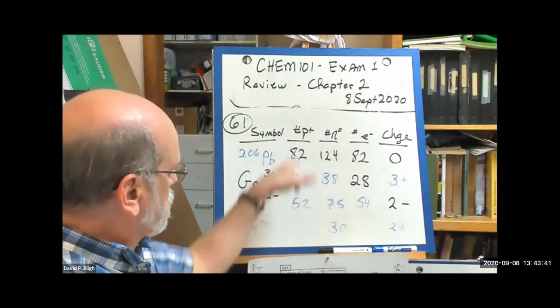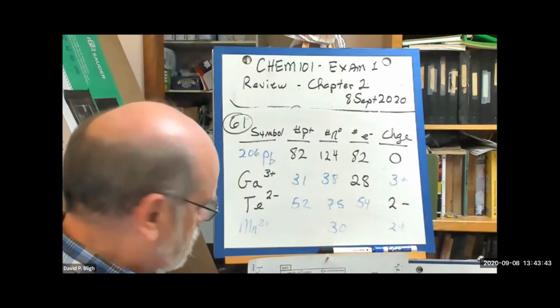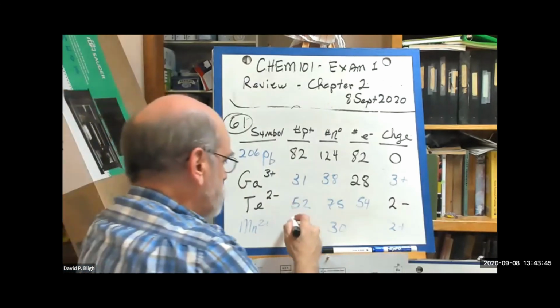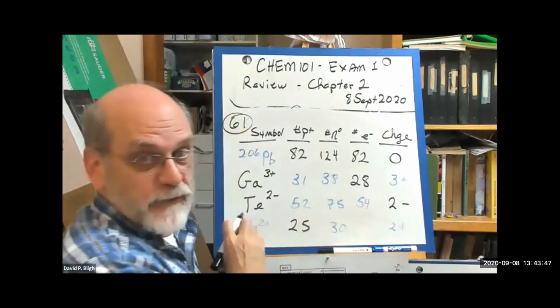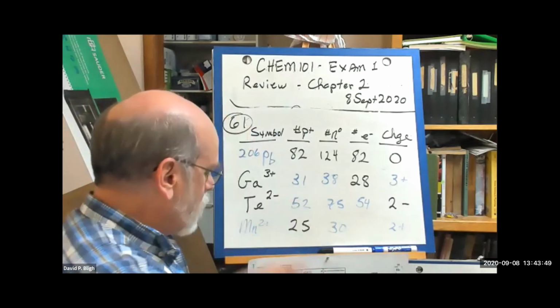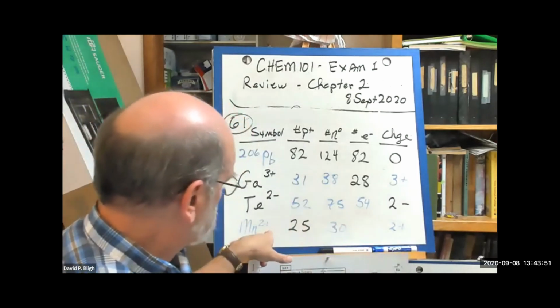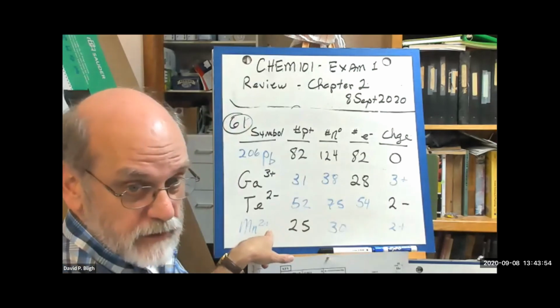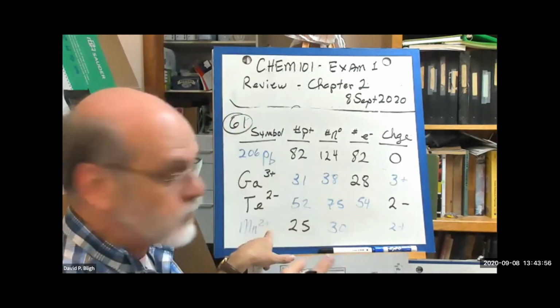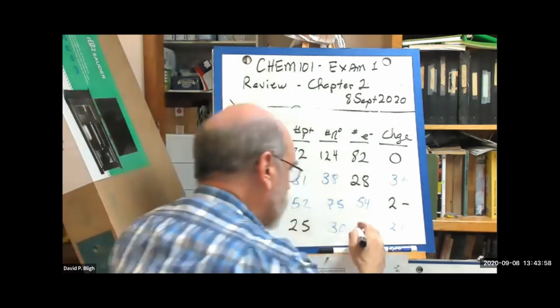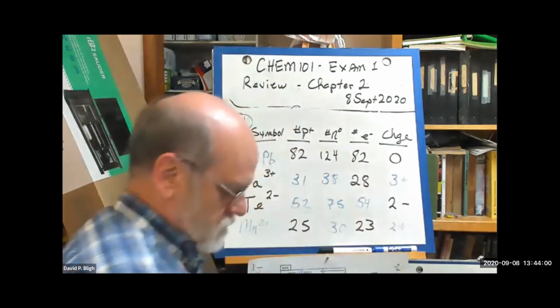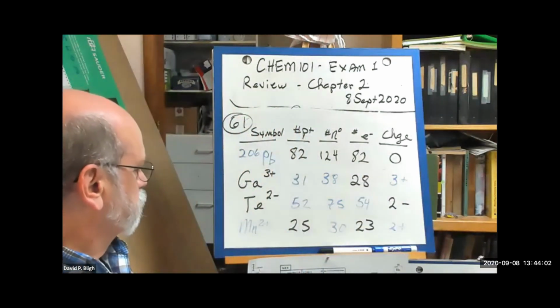Manganese. How many protons in manganese? 25. Got that off the periodic table. We've got a 2 plus charge, right? So that means we're deficient by 2 electrons, which means 23. Okay?